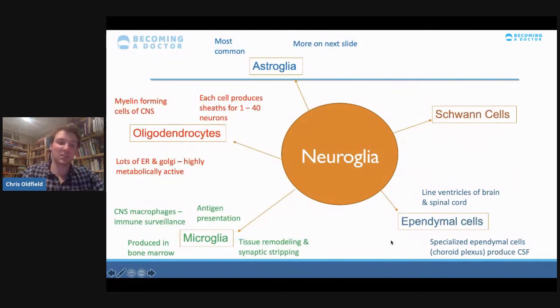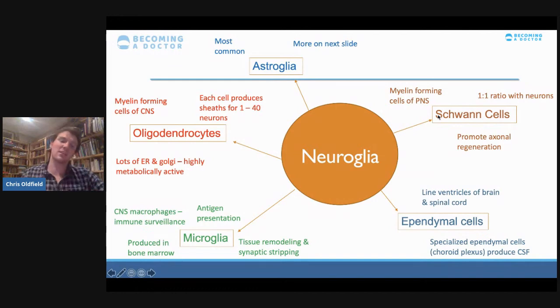And finally, we have Schwann cells. Now, Schwann cells are found in the peripheral nervous system, unlike all of these, which are found in the central nervous system. And they have a one-to-one ratio with neurons, unlike oligodendrocytes, which give myelin sheath to multiple neurons, whereas Schwann cells have a one-to-one ratio.